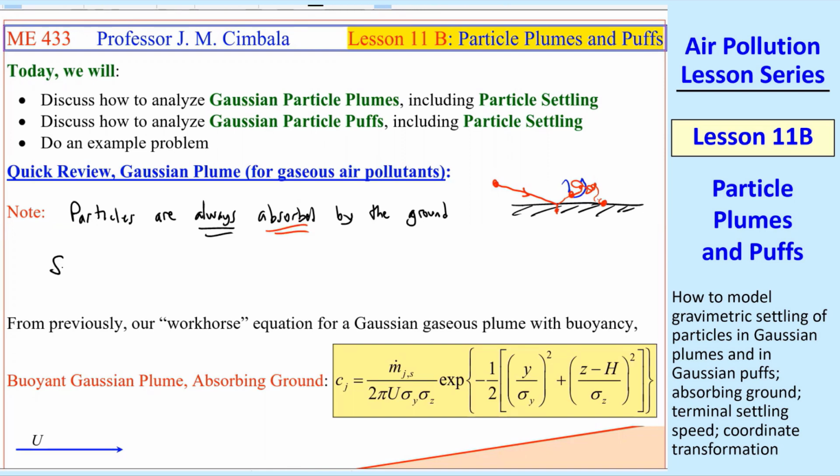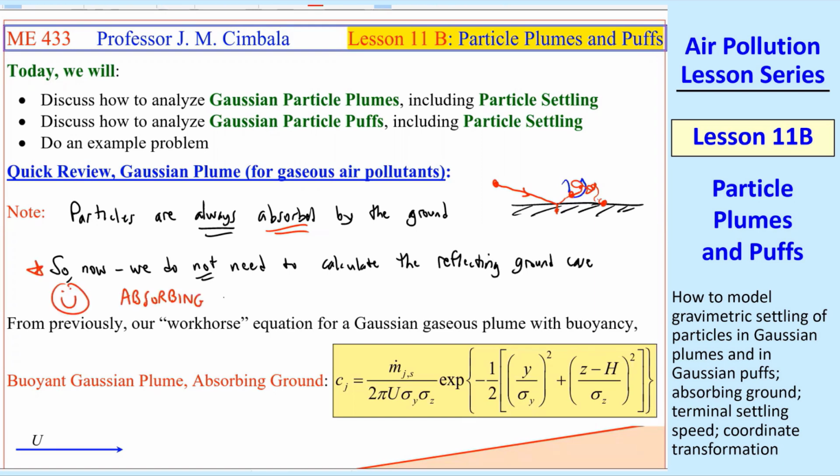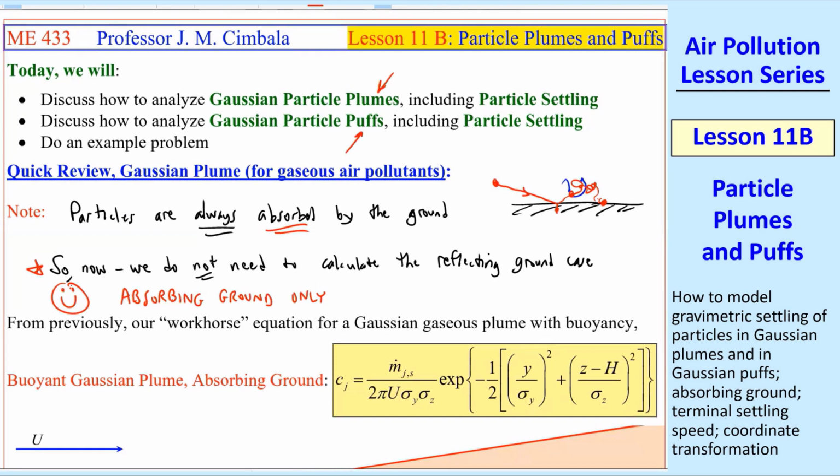Well, what that means is that now we do not need to calculate the reflecting ground case. We'll look at absorbing ground only. And this applies both to the plumes and to the puffs. So that makes our life a little easier.